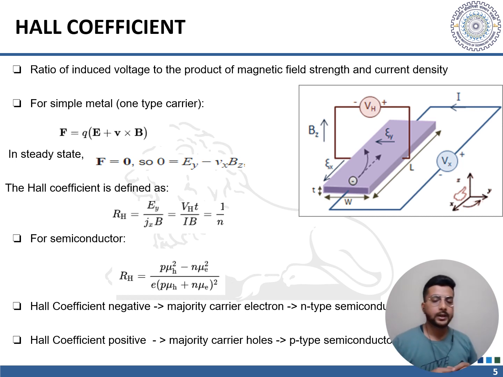Now this Hall coefficient can be used to determine what type of semiconductor we have. Whenever the Hall coefficient comes out to be negative, our majority charge carriers will be electrons, and from there we can conclude that our semiconductor is an n-type semiconductor. And whenever our Hall coefficient comes out to be positive, our majority carriers will be holes, and we can conclude that our semiconductor is a p-type semiconductor.